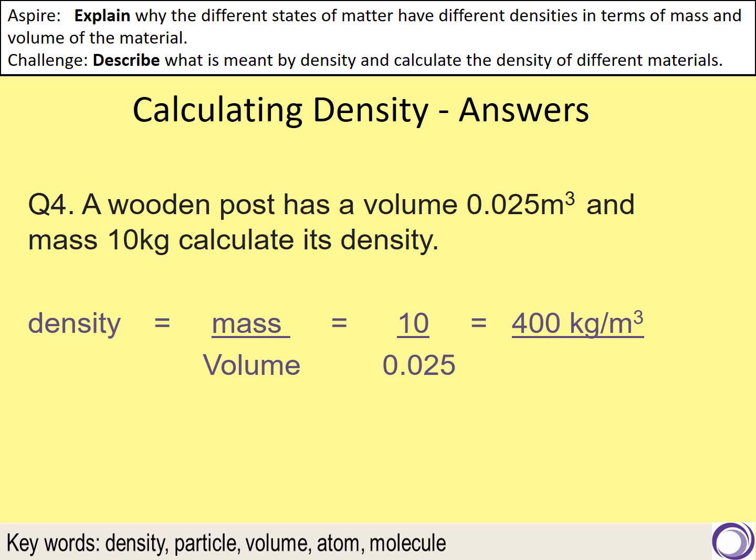Next one, the wooden post. Again, write out the equation, density equals mass divided by volume, then you get a mark, then plug in the numbers, that's 2 marks. So then you've done 10, which is the mass, divided by the volume, which is 0.025, and that gives you 400 kilograms per metre cubed, and that would give you 4 marks for that question.